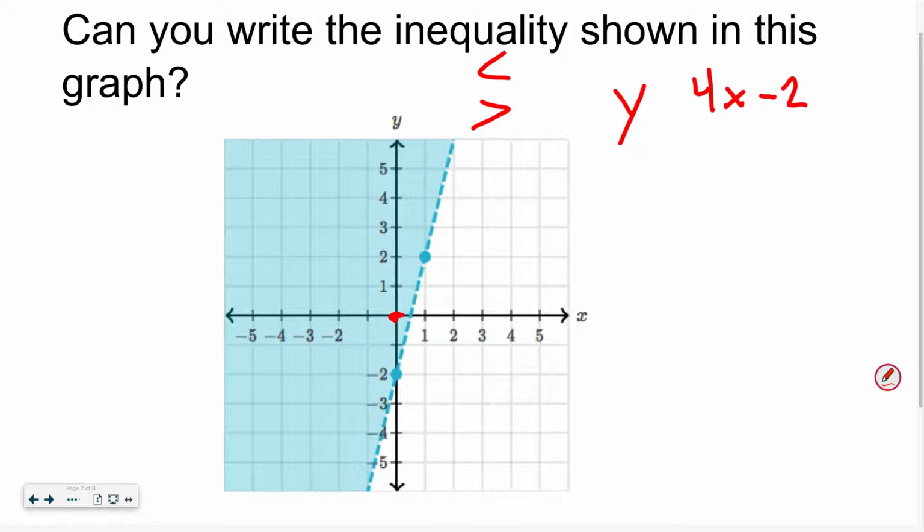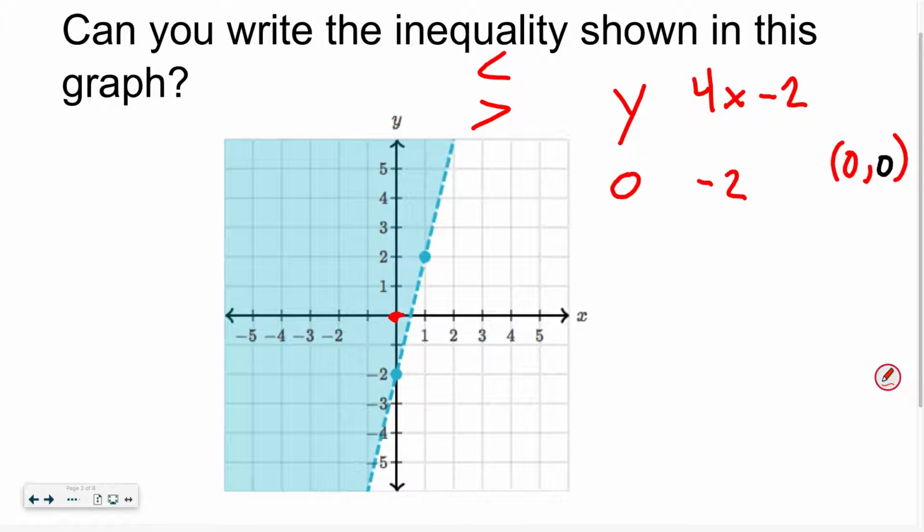So let's try the point 0, 0. That's one of our solutions. We know that it's in the shaded area. So let's plug in. For x, we'll plug in 0. For y, we'll plug in 0. So 0, and then 4 times 0 gives us 0. So we just have -2.